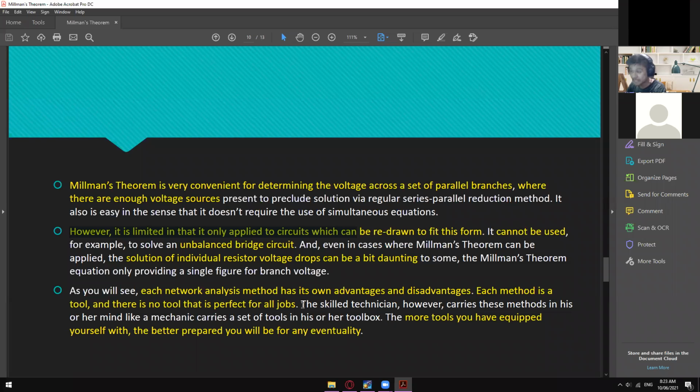Okay, so the skilled technician, however, carries these methods in his or her mind like a mechanic carries a set of tools in his or her toolbox. So the more tools you have equipped yourself with, the better prepared you will be for any eventuality. Okay, so I hope you guys got the idea on learning different theorems, on why you are learning those. Why not just learn one and then apply that one on everything.